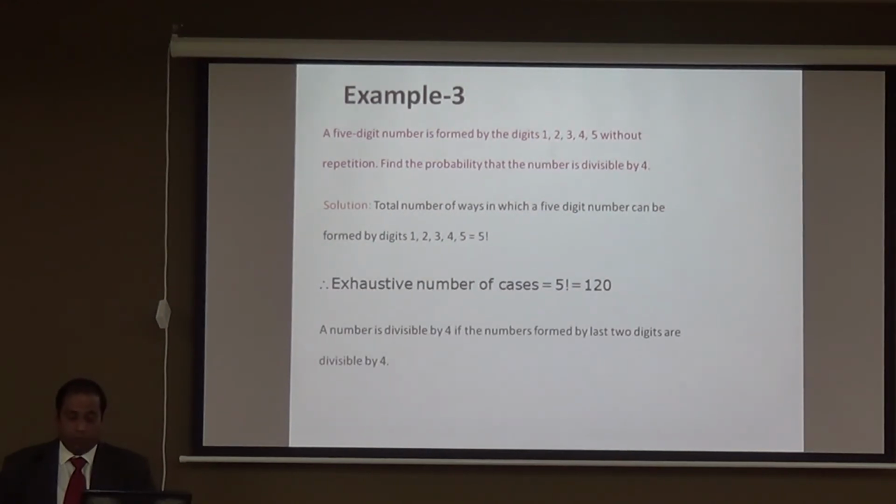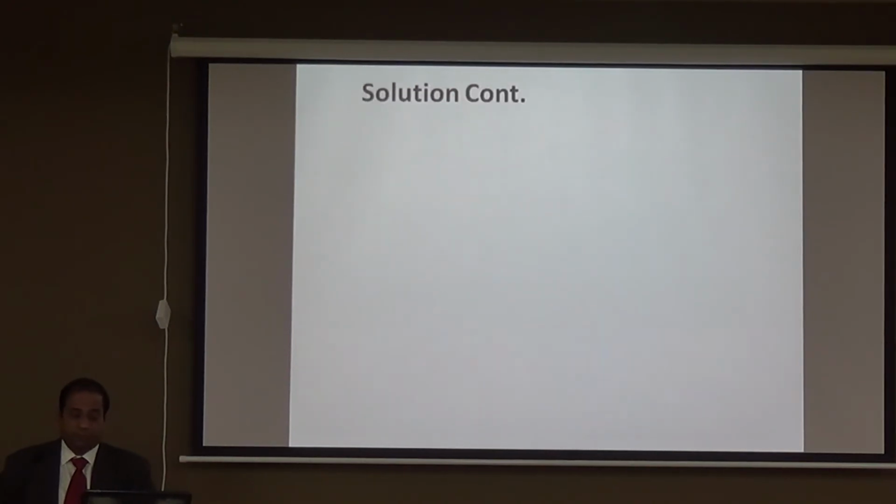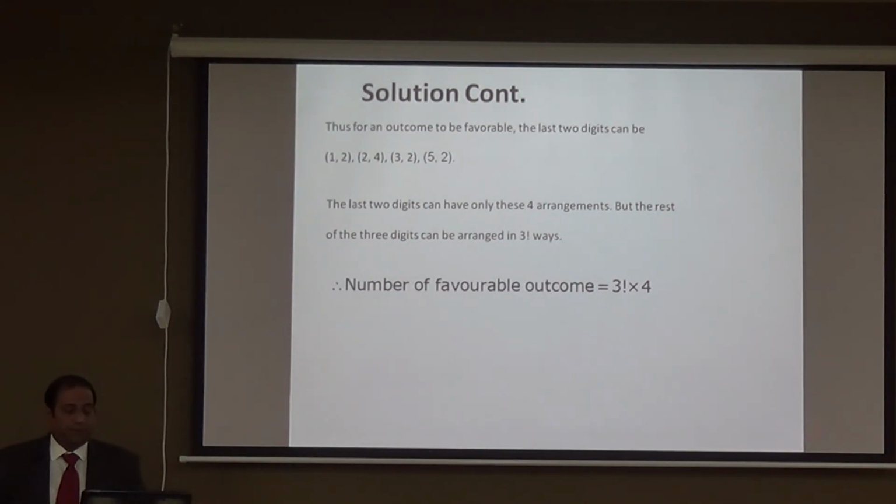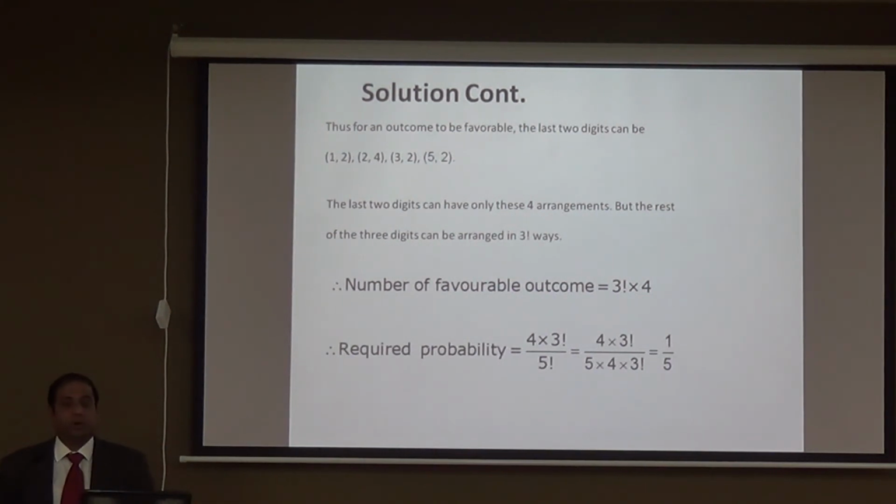A number is divisible by 4 if the number formed by the last 2 digits is divisible by 4. Thus, for an outcome to be favorable, the last 2 digits can be 12, 24, 32 and 52. The last 2 digits can have only these 4 arrangements, but the rest of the 3 digits can be arranged in factorial 3 ways. Therefore, we say that the number of favorable outcomes is equal to factorial 3 into 4. The required probability is 1 upon 5.